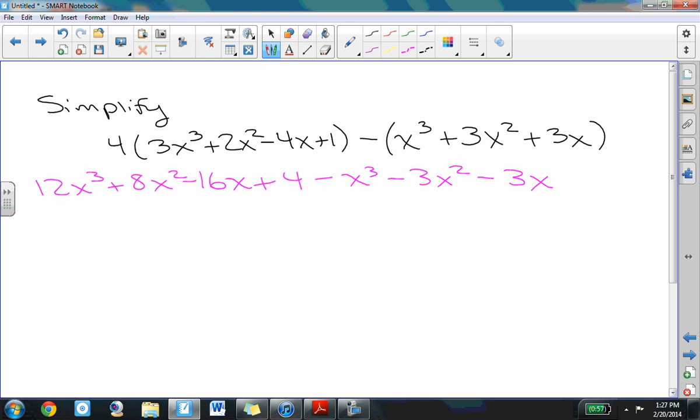Okay, like terms? Color? No color? Do you need it? Do you want it? No? All right. 12x cubed minus x cubed.